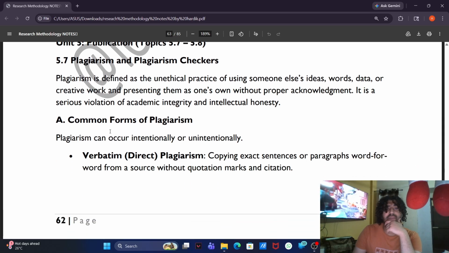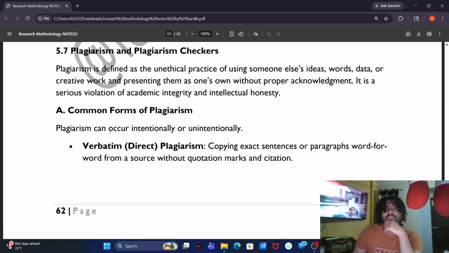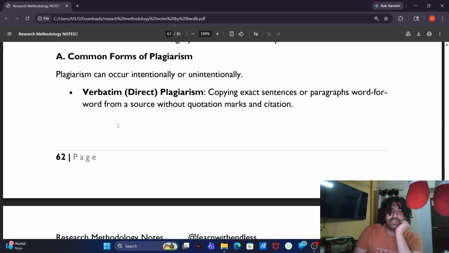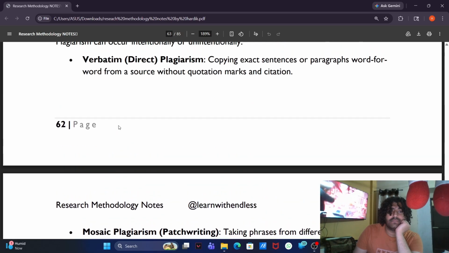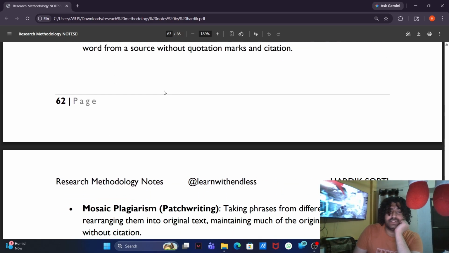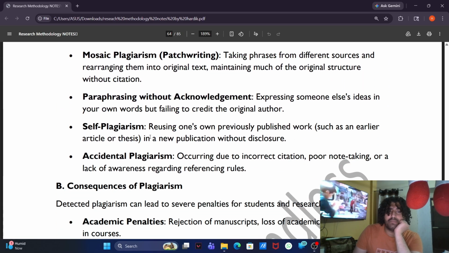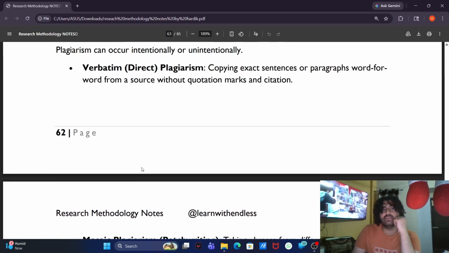Next topic, plagiarism and plagiarism checks. Plagiarism is defined as the unethical practice of using someone else's ideas, work, data, or creative work and presenting them as one's own without proper acknowledgement. It is a serious violation of academic integrity and intellectual honesty. Next subtopic, common forms of plagiarism. Plagiarism can occur intentionally or unintentionally, and these can be verbatim or direct plagiarism, mosaic plagiarism, paraphrasing without acknowledgement, self plagiarism, and accidental plagiarism. Let's go through them one by one.